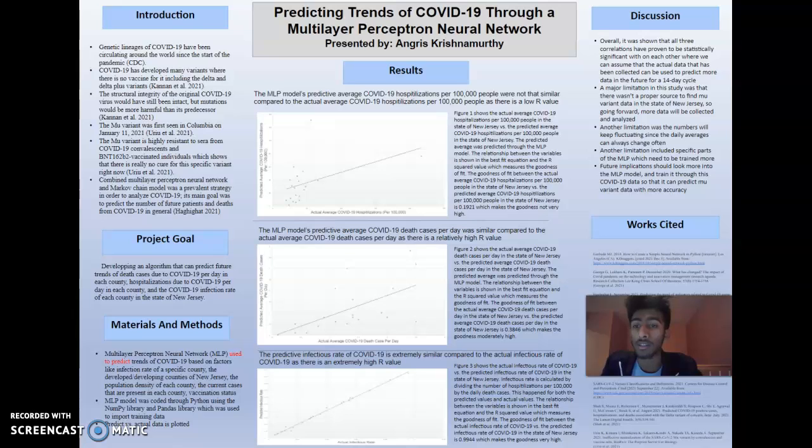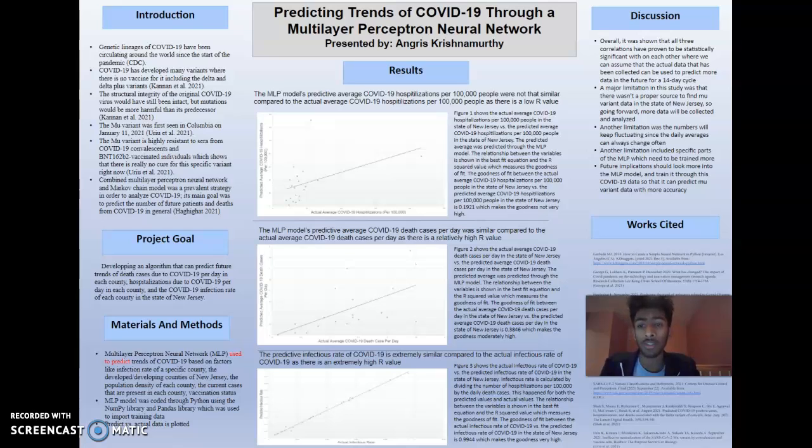COVID-19 has developed many variants where there is still no vaccine for it, including the Delta and Delta Plus variant, which is still affecting us today. The structural integrity of the original COVID-19 virus would still have been intact, but these mutations are much more harmful than the original COVID-19 virus.